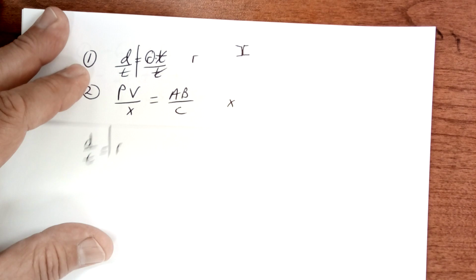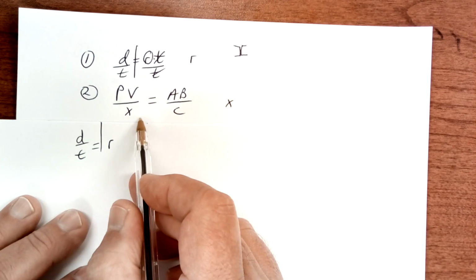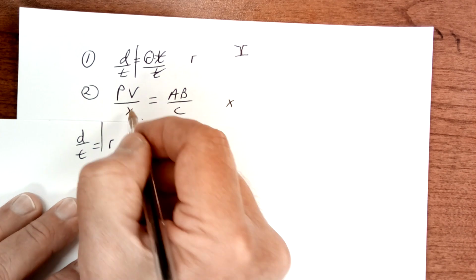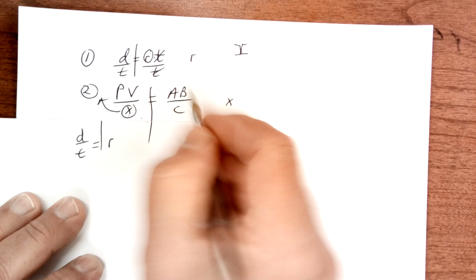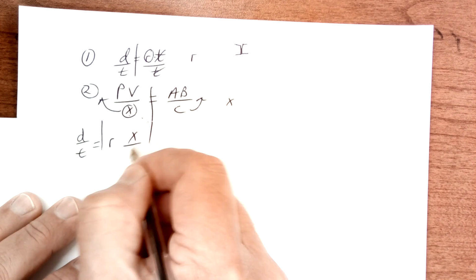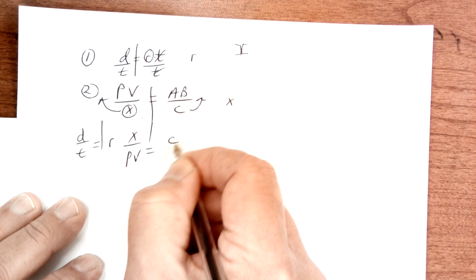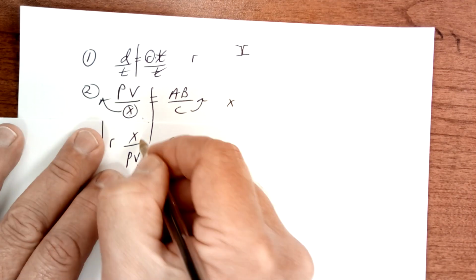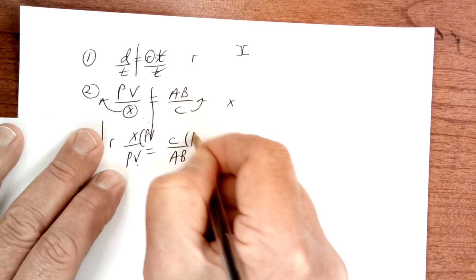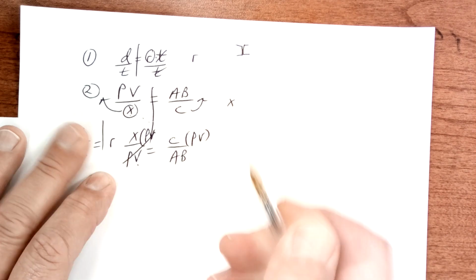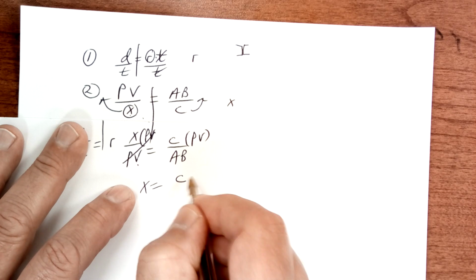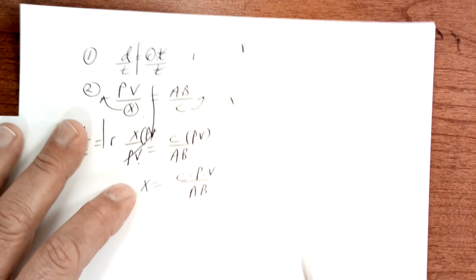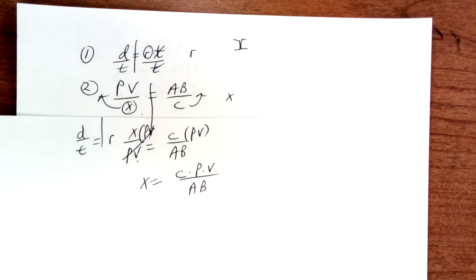This one right here, you're trying to get x, and you basically have a fraction equal to a fraction, but x is on the bottom. So what you want to do is flip both of these, reciprocal. And when you do that, you're dividing by PV, so you want to multiply by PV, and this cancels. So x is equal to C times P times V divided by AB. Okay? So the trick there is take the reciprocal.